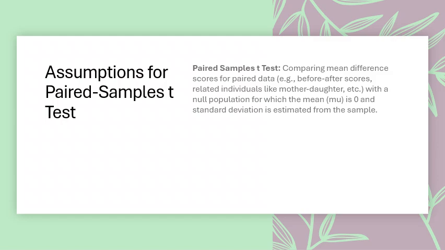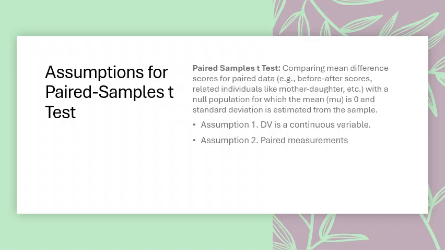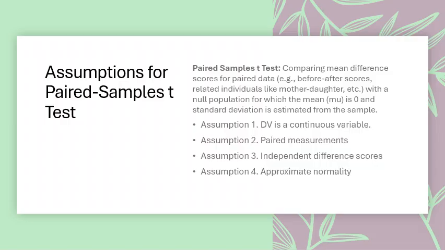But you'll remember that the big difference is that we're figuring out the difference scores. So we're actually having our data in pairs, like before-after scores, or related individuals like mother-daughter, and we're calculating the difference between those pairs of scores to use for our test. And so the first assumption is the same. The dependent variable is continuous. The second assumption is that we use paired measurements. We use independent difference scores. We have approximate normality and an absence of outliers.